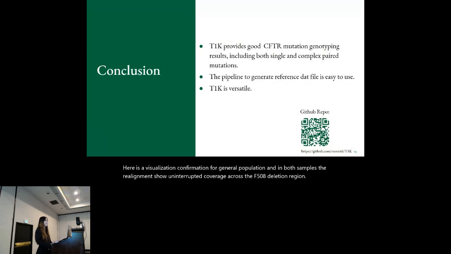To wrap up, T1K delivers highly accurate CFTR genotyping in both simple and complex paired mutations. And our custom reference pipeline automates everything from variant name normalization to allele induction, making the reference library creation both reproducible and user-friendly. Also, T1K is flexible, and it works equally well on RNA sequencing data and exome data. In short, T1K offers a great solution for genotyping CFTR.